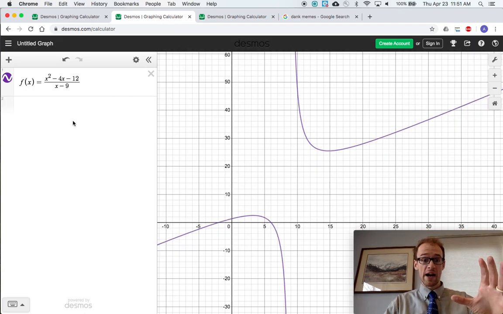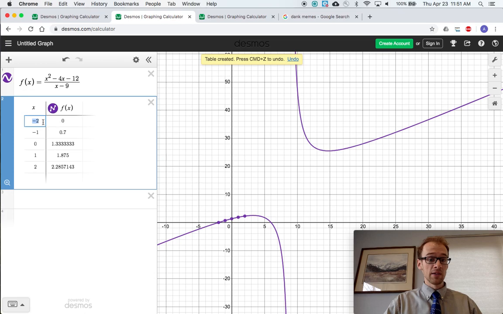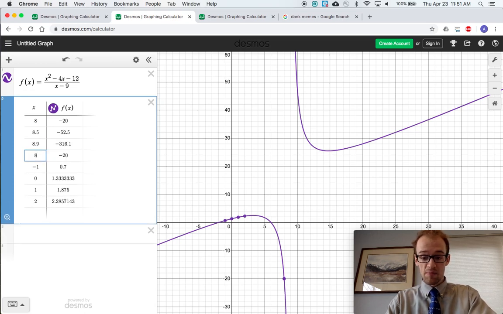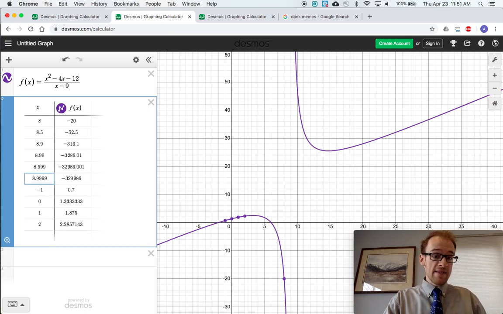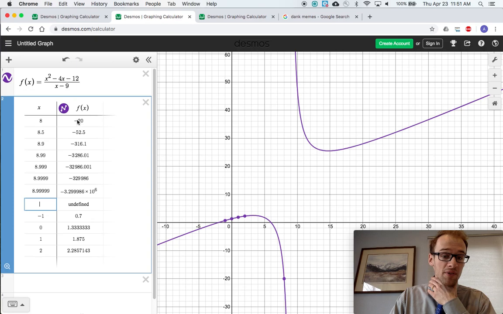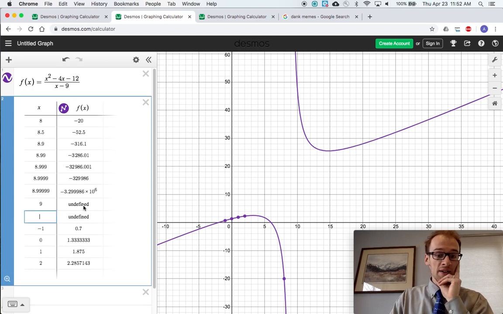So our function is actually undefined at 9. We can see that here on the graph, and I can also show you that here. If we make a table of values for this, let's plug in 8 and 8.5 and 8.9 and 8.99 and 8.999 and 8.9999 and 8.99999. What's happening to our y value? Well, our y value is negative 20, negative 50, negative 300, negative 3,000, negative 32,000, negative 329,000. It's getting huge. It's exploding in the negative direction. So if I actually plug in positive 9, we have an undefined y value.